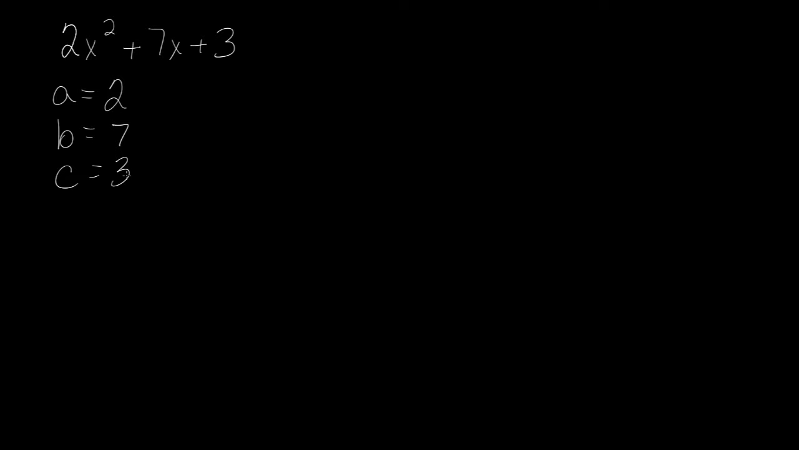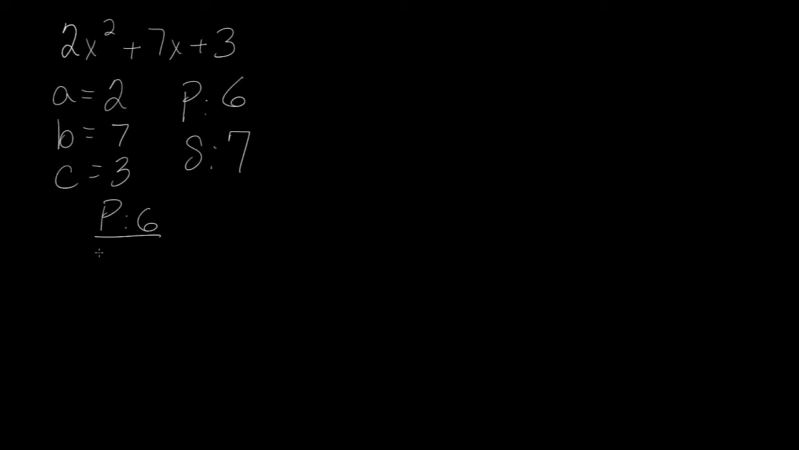In this case, a is 2, b is 7, c is 3. Make sure you notice that a is not 1, so you cannot jump straight to the parentheses. You're going to add an extra step to where you're determining your product and your sum. The product is always a times c, and the sum is always b. This part is the same.